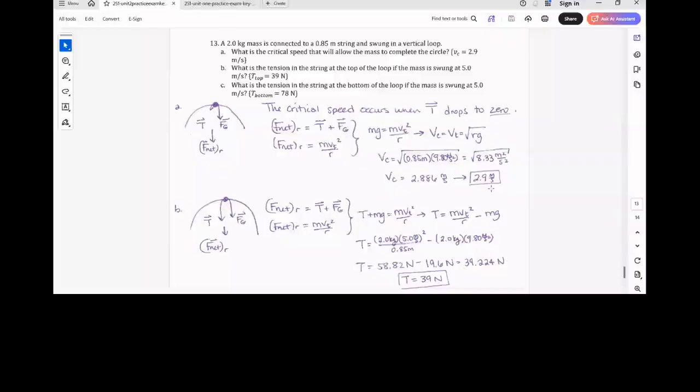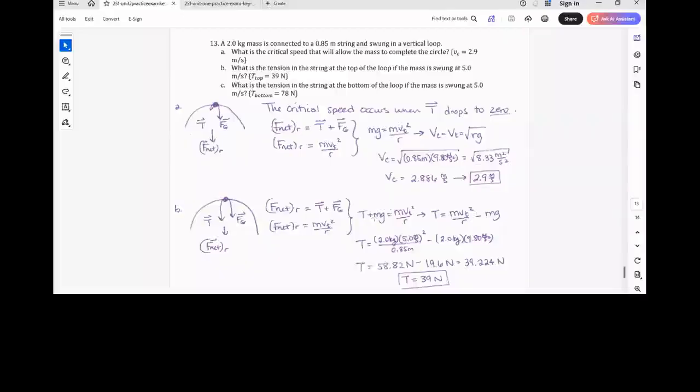What it tells me is that if I choose any tangential speed that's bigger than 2.9 meters per second, the mass is certainly going to make it around the loop, but the tension in the string is not going to be 0. It's going to be some positive magnitude. So if I know that I'm swinging at 5.0 meters per second, then really nothing about my net force expressions is going to be different compared to what we had to consider for part A. Only now I know that this tension is not 0. It's got to have some positive value or some positive magnitude.